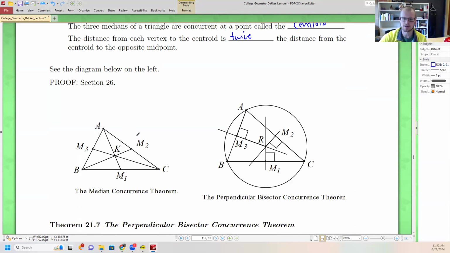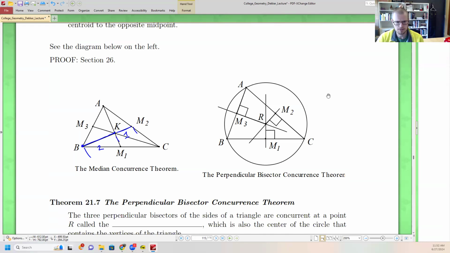So a nice diagram right here. We're saying that the distance from the vertex to the centroid is twice that from the centroid to the side. So this distance is twice this distance. If this is 1, this is 2, for example. A proof of this theorem, you would want to consider section 26, which we do cover. We'll take a look at that.